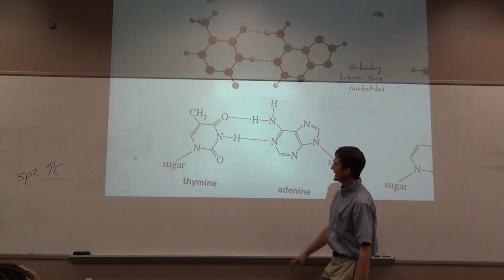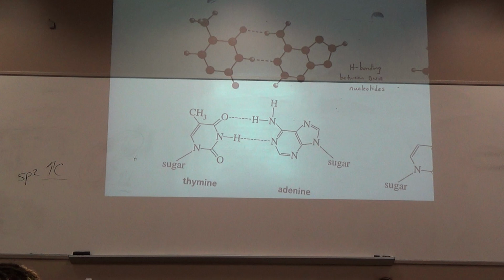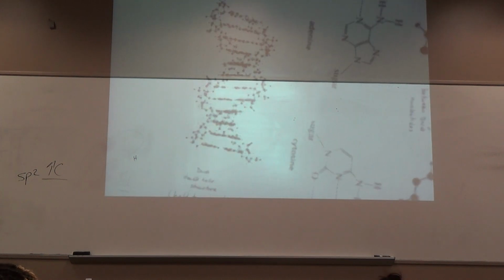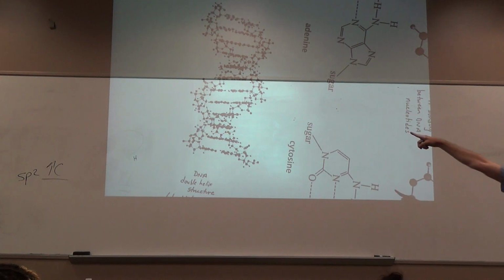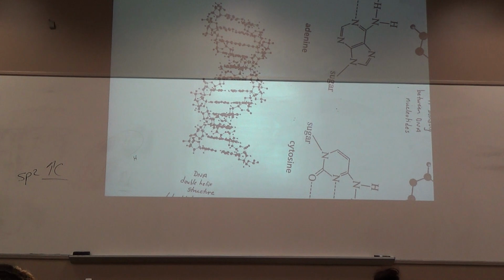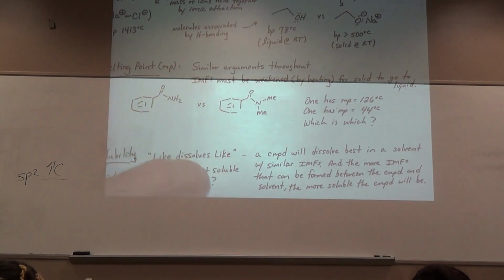But in each one, what do you got? A purine and a pyrimidine. You've heard these terms in your biology. And then you get to the magical double helix. All this is held together by what? Perhaps some other things too, but mainly hydrogen bonding.